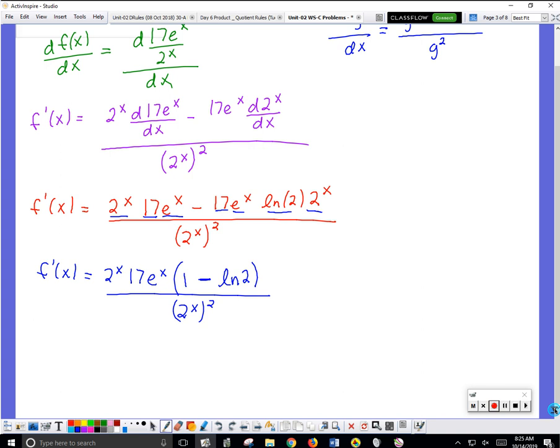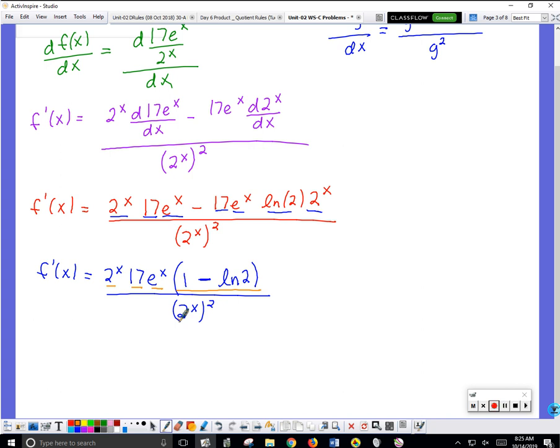Points for the whole room. We factored the numerator. So now there are several factors which make up the numerator. Hands up. What are the factors which multiply to create the numerator? Hands, come on. What are the factors which multiply, Preston, to create the numerator? 2 to the x, 17, e to the x, and then 1 minus ln of 2. How many knew it? 2 points, 3 for Preston.